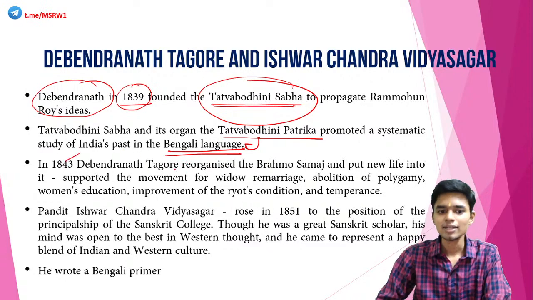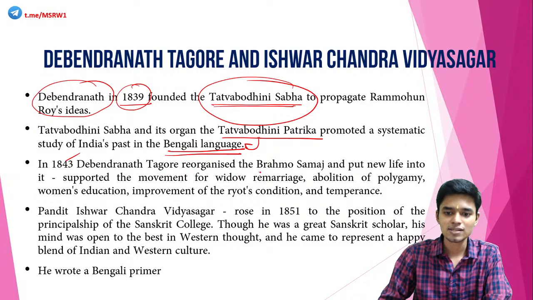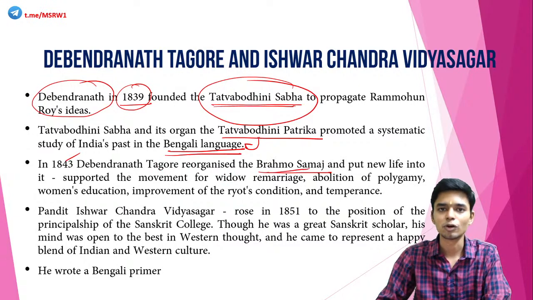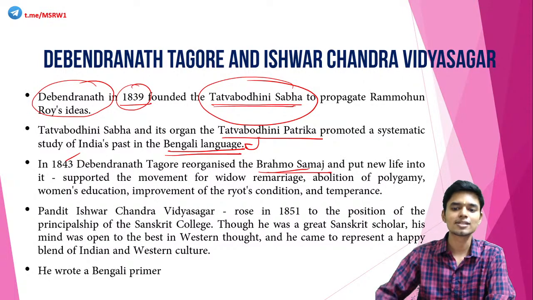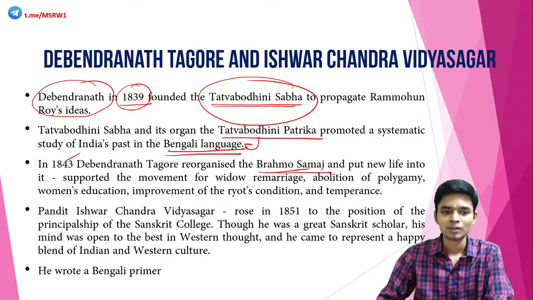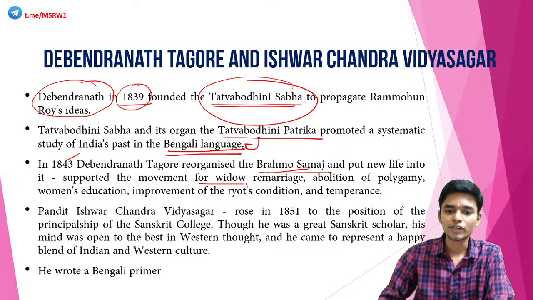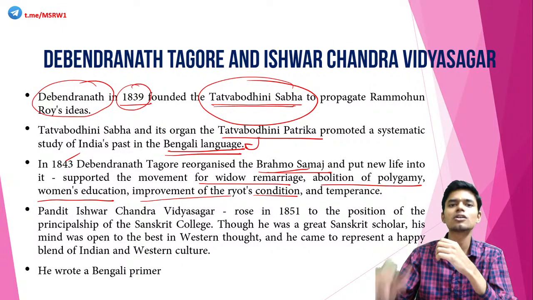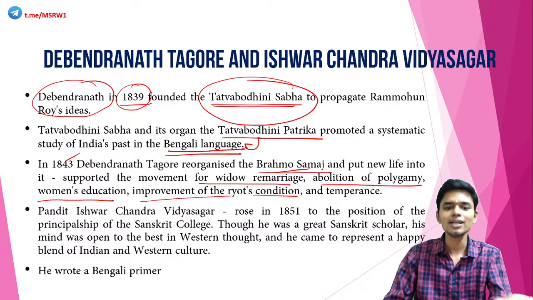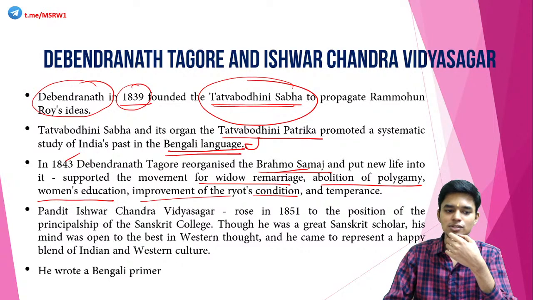In 1843, Devendranath Tagore reorganized the Brahmo Samaj after the death of Ram Mohan Roy. He was the next person to reorganize this society and continue with its activities, and he put new life into the society. It supported the movement for widow remarriage, abolition of polygamy, women's education, improvement of the condition of peasants, and temperance, etc. Overall, similar social causes were put forth by Devendranath Tagore and the Brahmo Samaj.